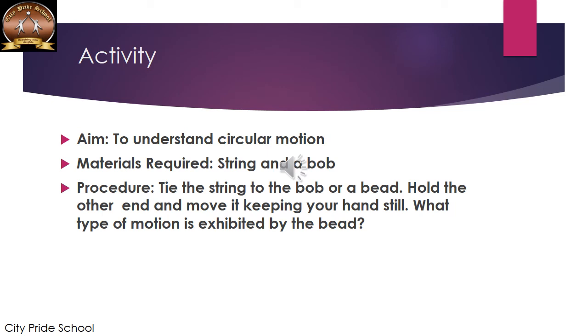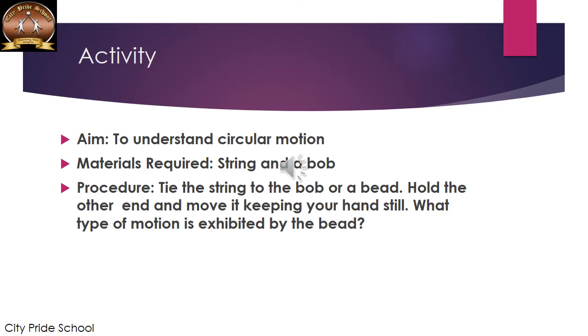Now we begin with an activity showing circular motion and rotational motion. The materials required are only a string and a bob. So what you need to do is tie one end of the string to the bob or the bead and hold the other end. Okay, and then move the string with the bead without moving your hand much. Try to keep your hand still.